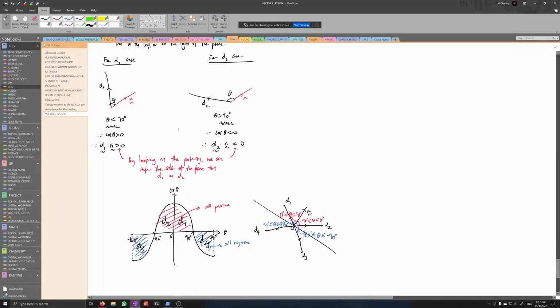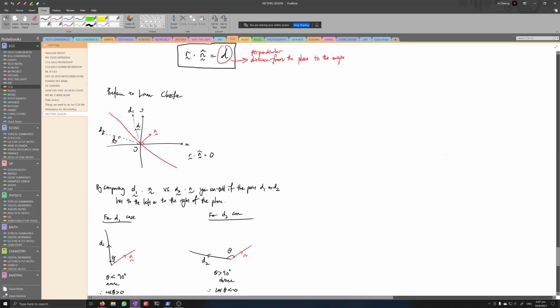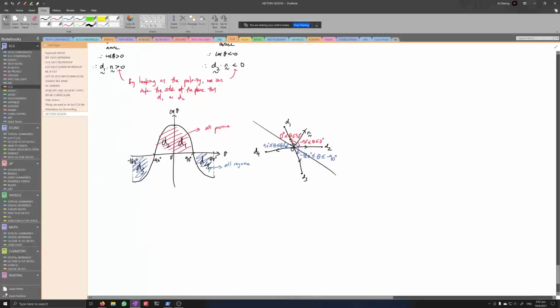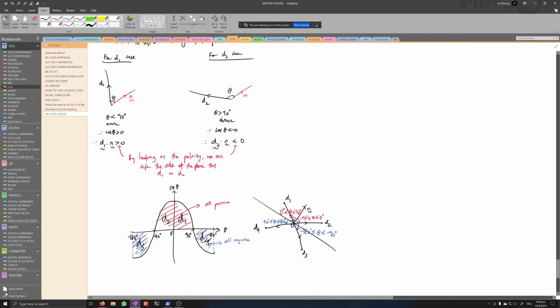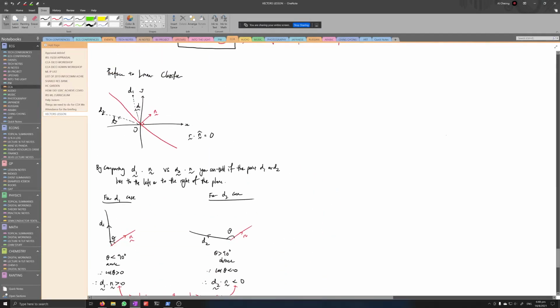Okay, so what I've shown you here is the case for a plane that is centered about the origin. When I upload the notes later, I'll give you a case for when the plane is displaced away from the origin. So that means like this guy is actually like somewhere up here. All the same rules still apply.